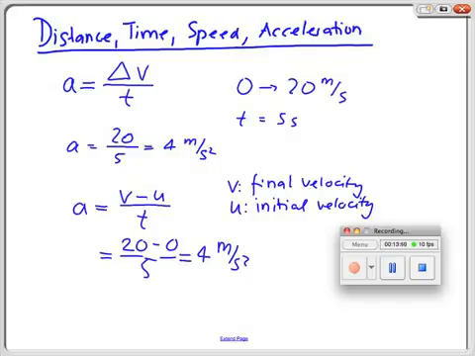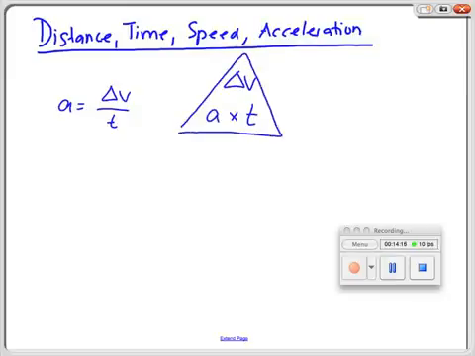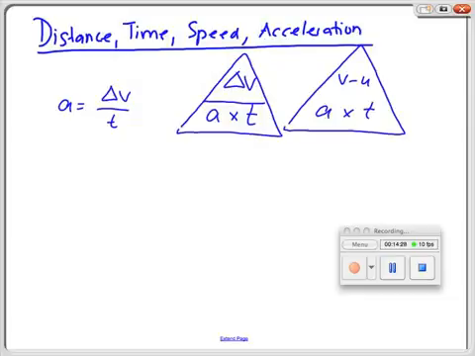If I want to use the formula triangle for this, then I need to do the following. Again, I put at the top whatever stands at the top. So delta v would go to the top, followed at the bottom by t. And instead of the vertical line, I can also put the multiplication sign in there and write it like this. Alternatively, you can write it, of course, as v minus u, and then put t and a at the bottom and write it this way. That will give me exactly the same, because delta v is equal to v minus u.